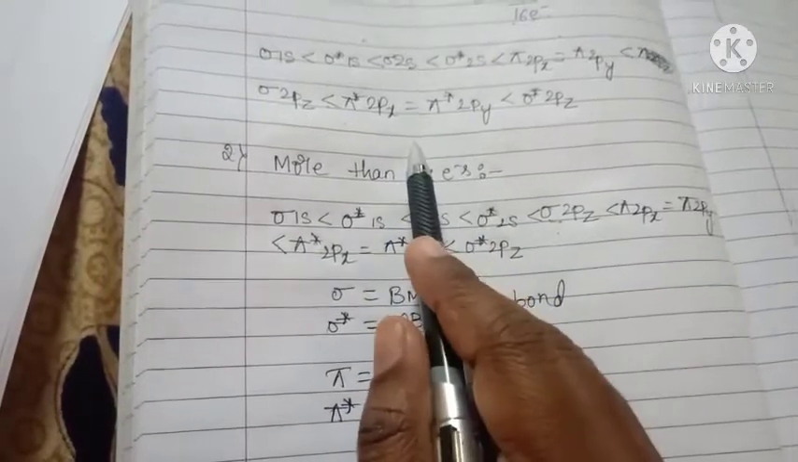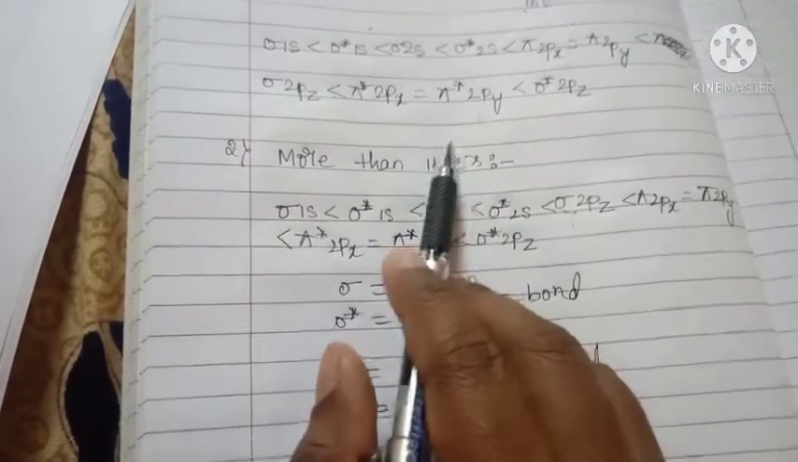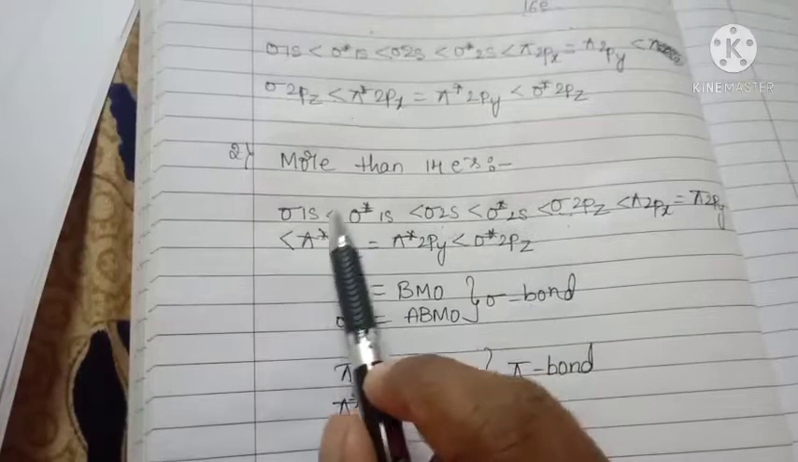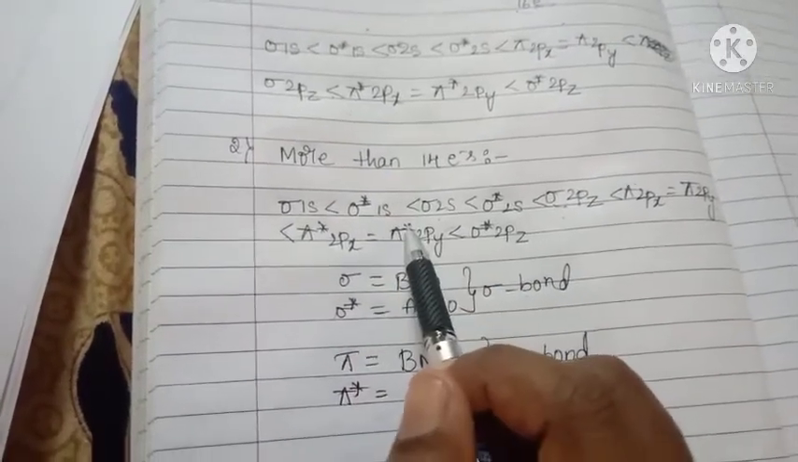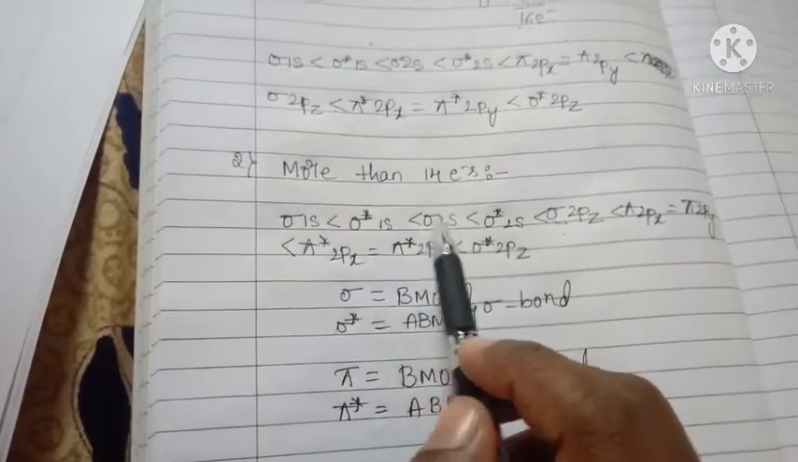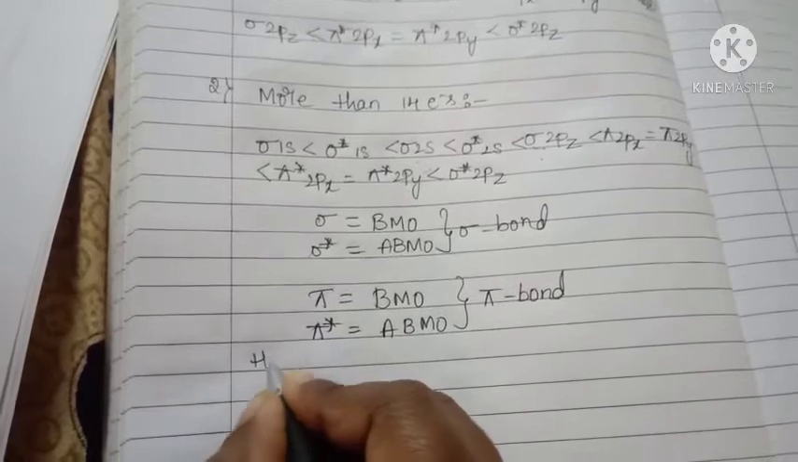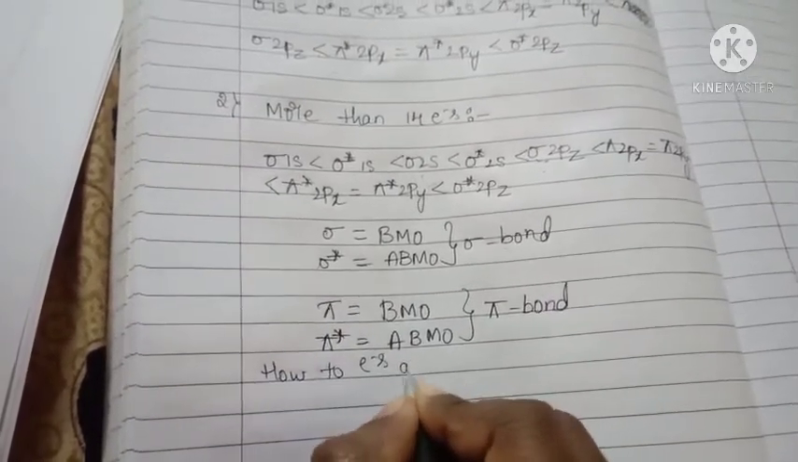This will help you in writing the energy level diagram, the molecular orbital energy level diagram for different molecules. In that, the electrons should be filled in this electronic configuration. The electrons should be filled in the increasing order of energy. First one is how electrons are filled.